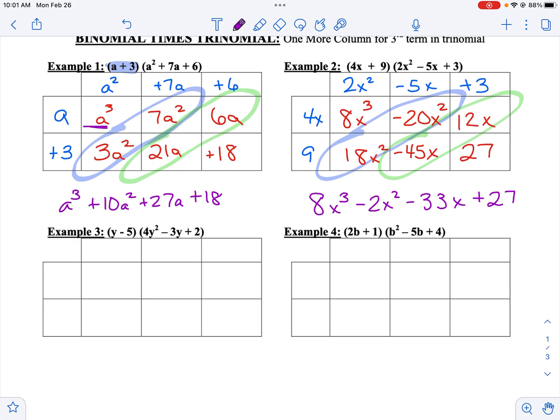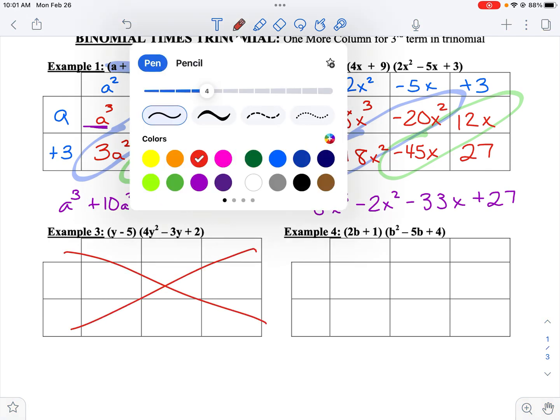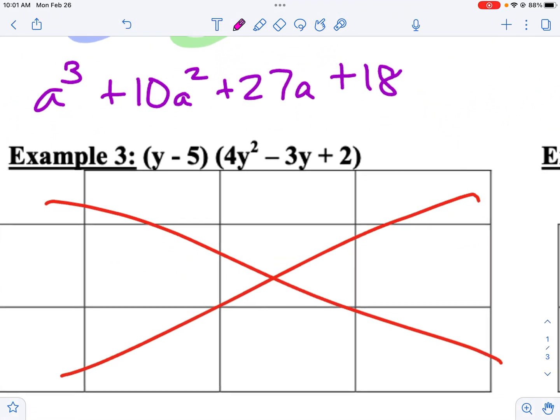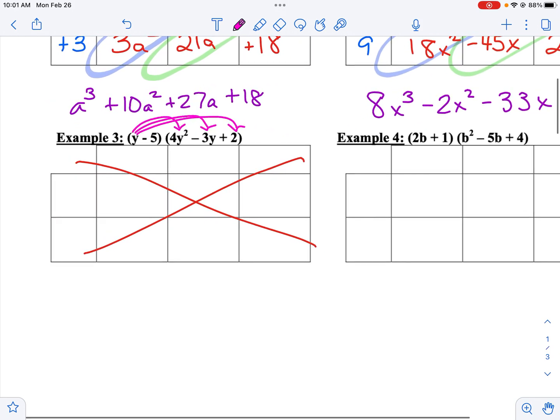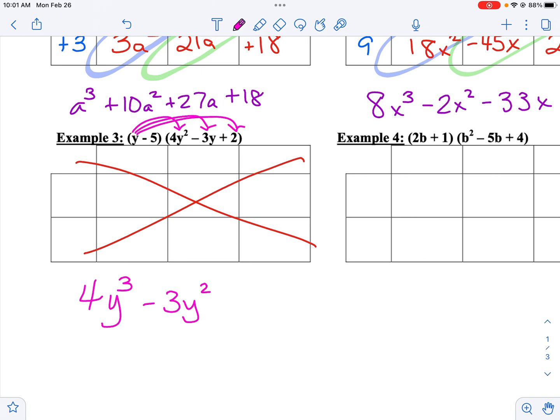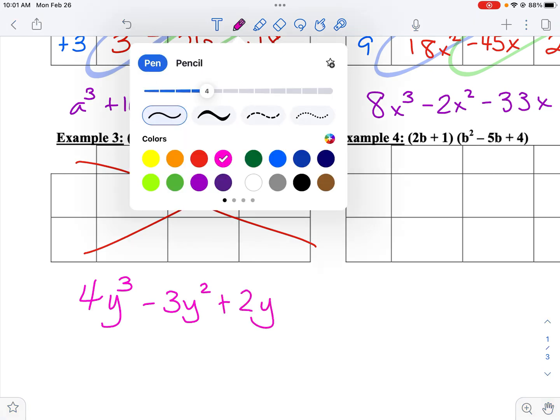Now, if we want to look at this next one, I'm going to show you what it looks like without a box. So I'm going to do the distributive method. I'm going to take this times this and that and that. I'm going to just write these answers down below here. So 4x squared times x is 4x cubed, y's, excuse me. And negative 3y times y is negative 3y squared. And y times a 2 is just a plus 2y.